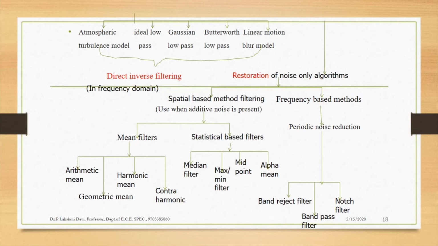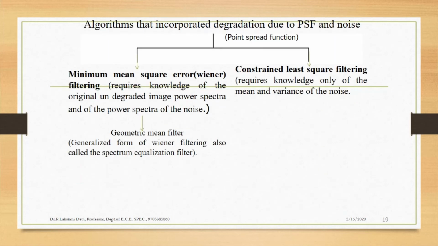Notch filters again: a filter that allows a specific frequency is called a notch pass filter, and one that rejects a specific frequency is called a notch reject filter. Like this, we have different types of filters. Coming to this, algorithms that incorporate degradation due to point spread function and noise.